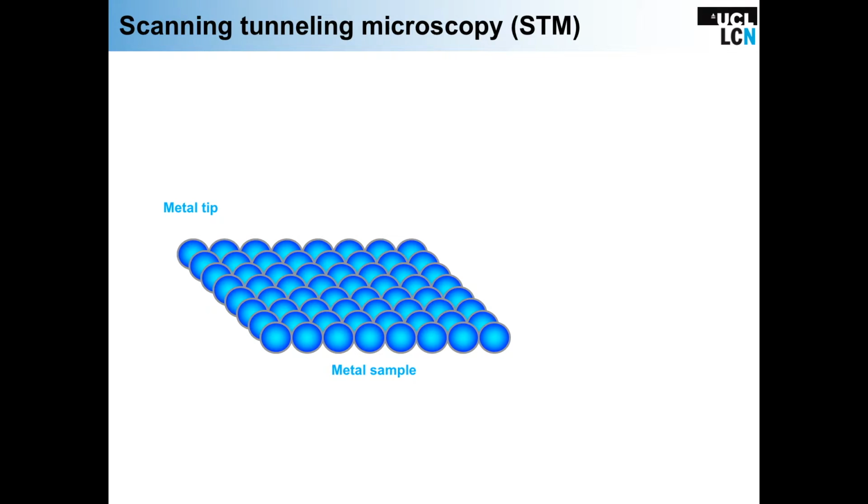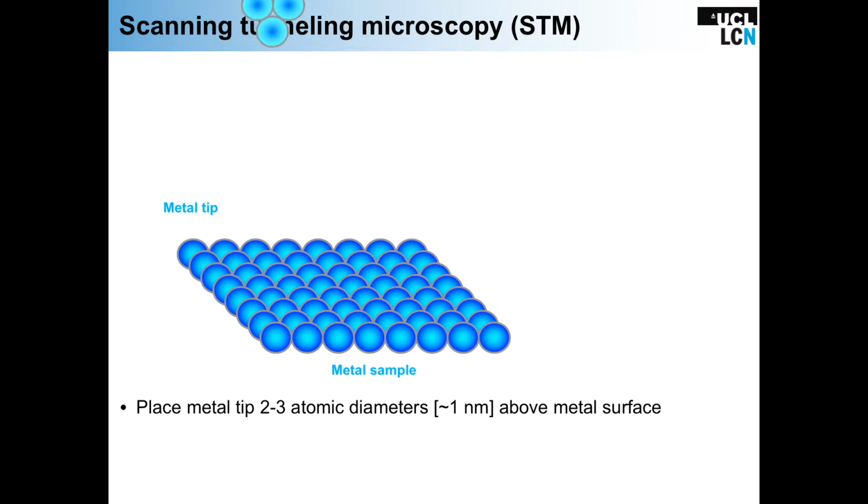How does a scanning tunneling microscope work? Well, it turns out that the basics involve taking a very sharp metal tip, which you can see illustrated there, and moving it such that it's about 2 or 3 atomic diameters, so that's about a nanometer, or 1/1000th of a micrometer, above a metal surface.